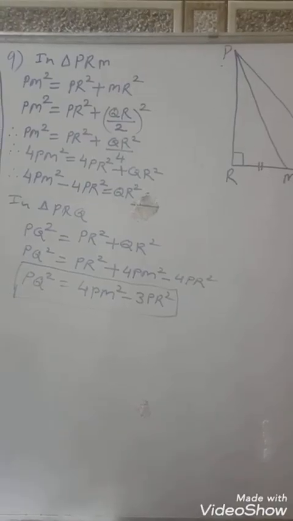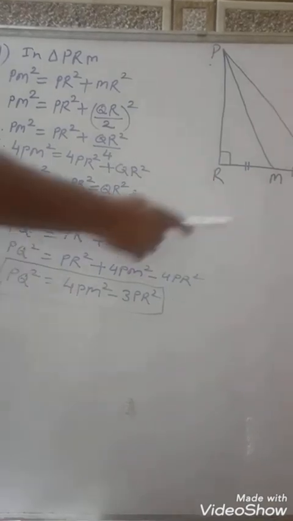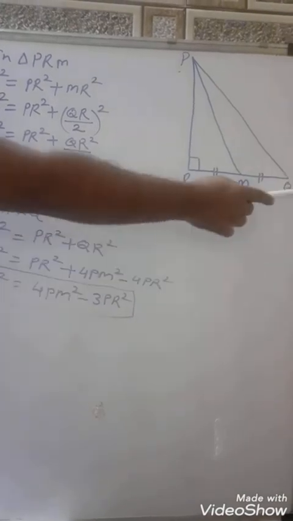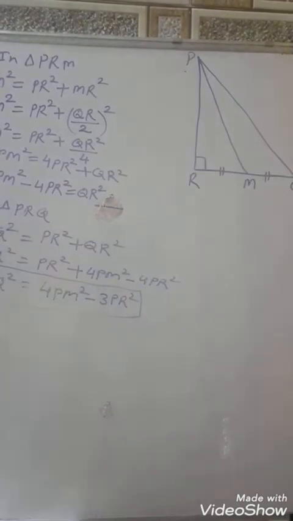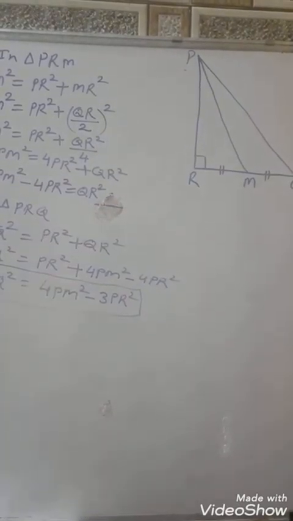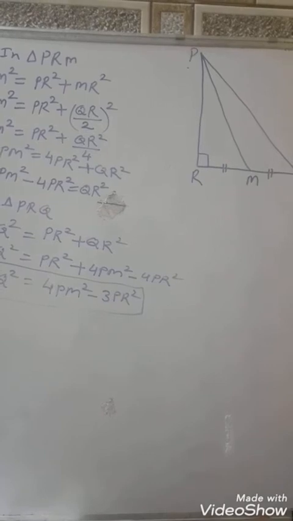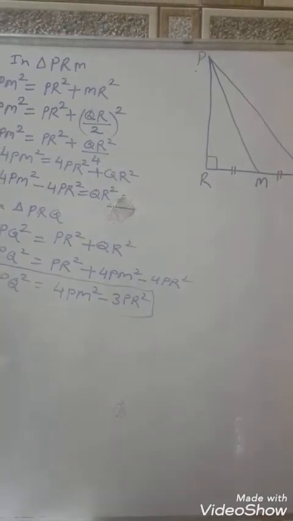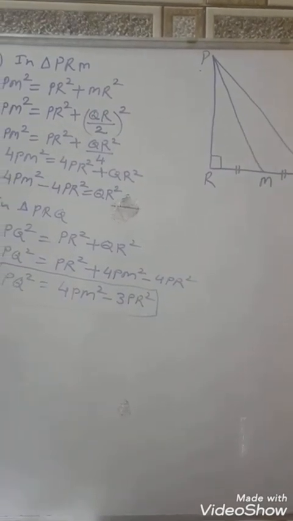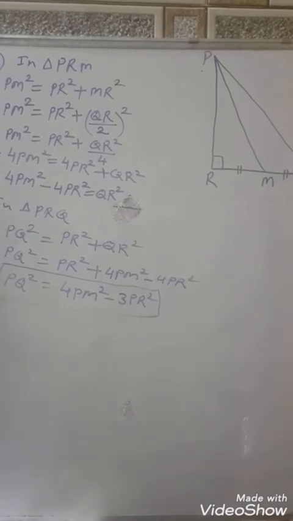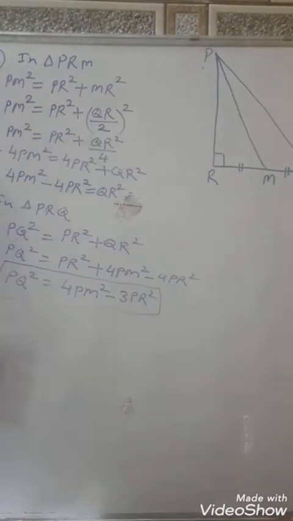In ninth one, it is given M is the midpoint of QR. M is the midpoint of QR. It means MR equals MQ, or MR equals QR upon 2. So you have to prove PQ square equals 4 times PM square minus 3 PR square. So first we take triangle PRM where angle R equals 90. Now R is given as 90. So first we find PRM. In that we use the Pythagoras theorem.